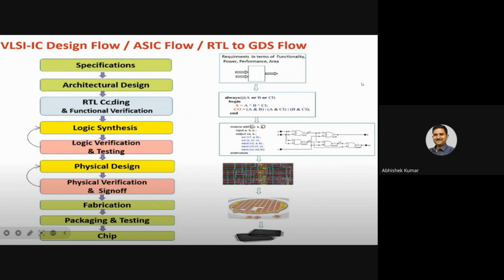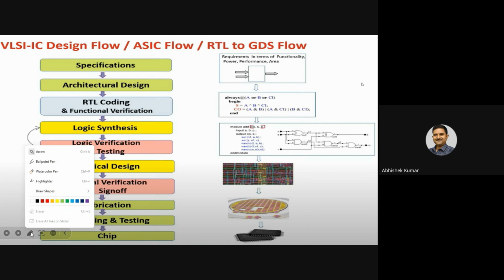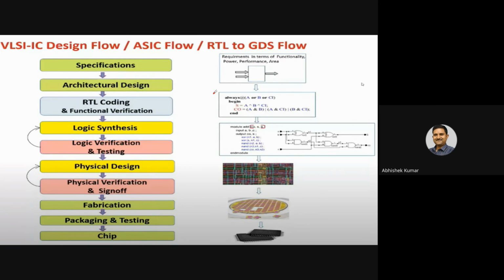Afterwards, the next very important step comes: RTL coding. Here RTL stands for register transfer level, which is the RTL coding shown in the snippet. For that, we need HDL, hardware description language. There are two types of HDL: one is VHDL and the second one is Verilog. The snippet of the program which I have shown here is Verilog language.